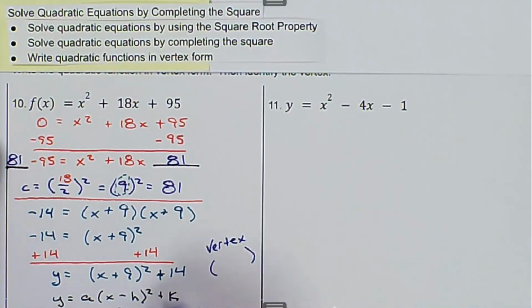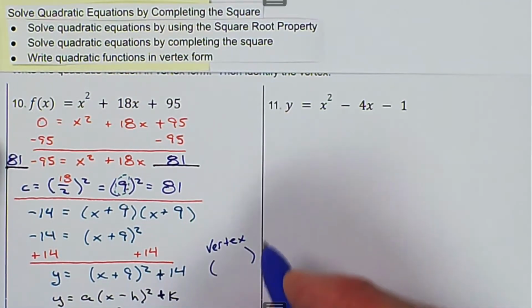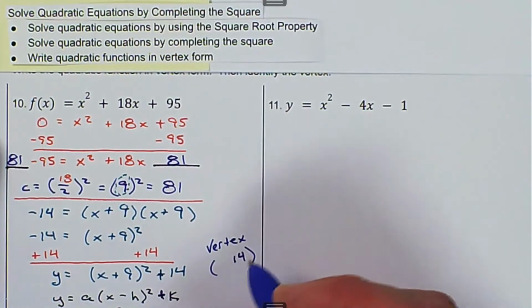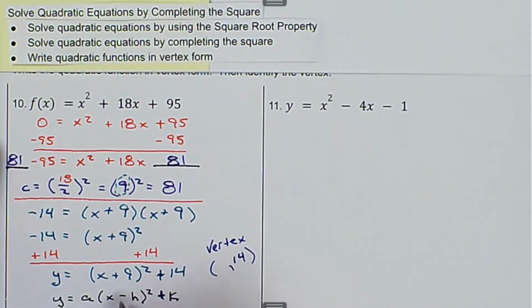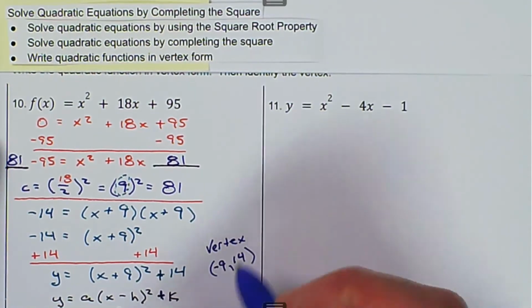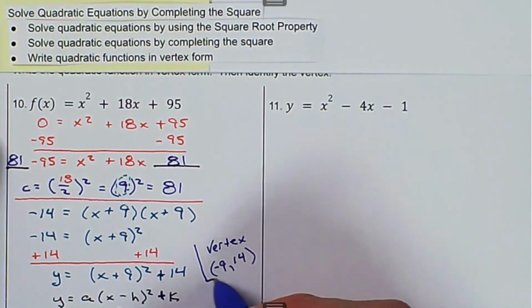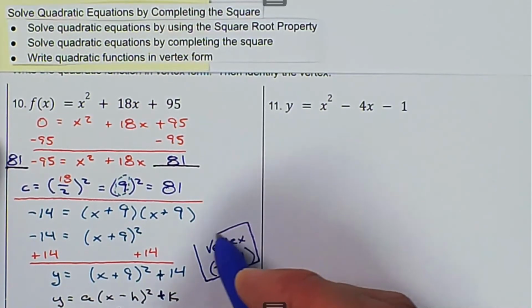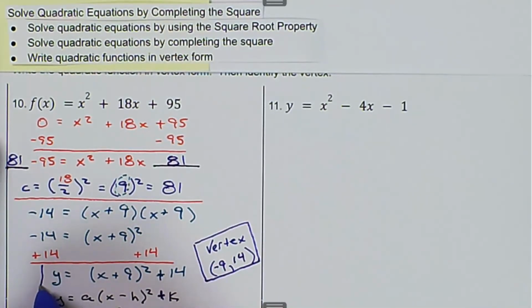So our k value is the y value of our vertex, and that's straightforward. So our y value of the vertex is going to be 14. But our x value is backwards because of that negative sign right there. So we have a positive 9, but it's actually backwards. So what's backwards or opposite of positive 9? That's negative 9. So there's the vertex, and here's the equation in vertex form.